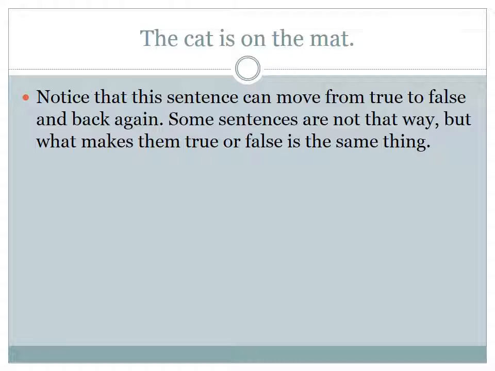Particular kind of a sentence, right? The cat is on the mat. Notice it can move from being true to false and back again. When the cat is on the mat, it's true. When the cat moves, it's false. The cat goes back on the mat, it's true again. Right? Most sentences are that way.